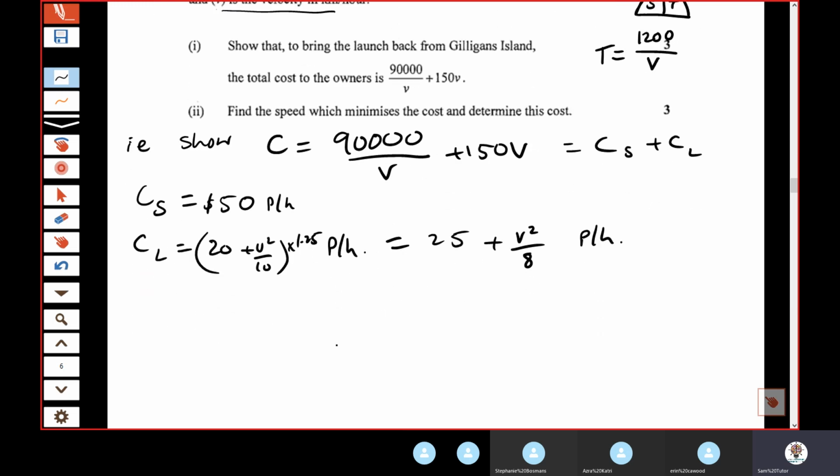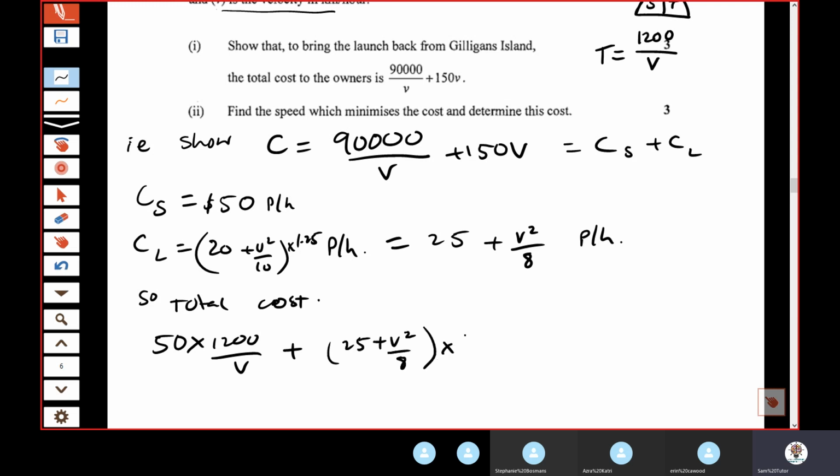So, 50. So, total cost would be 50 times 1200 on V plus 25 plus V squared on 8, 25 plus V squared on 8 times 1200 on V.